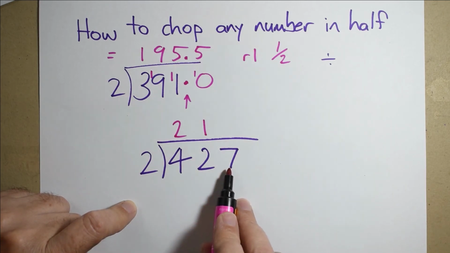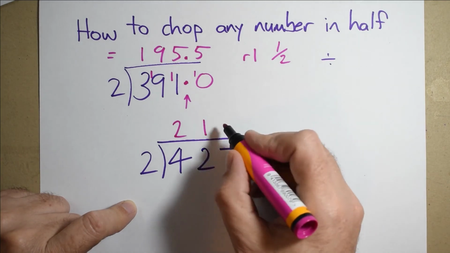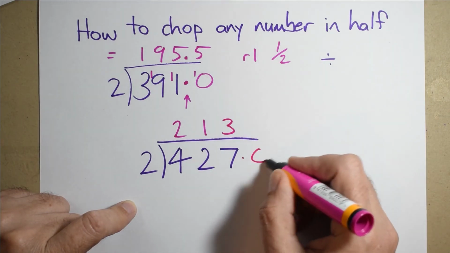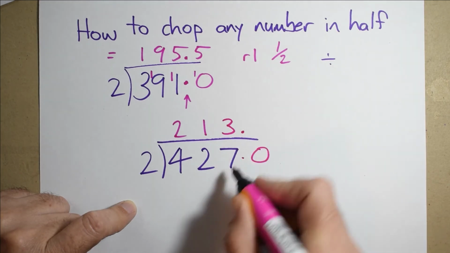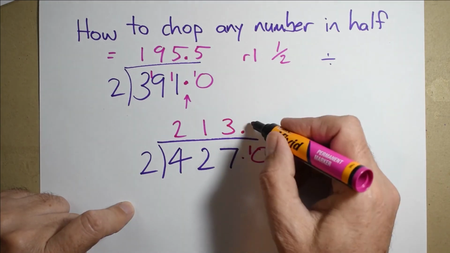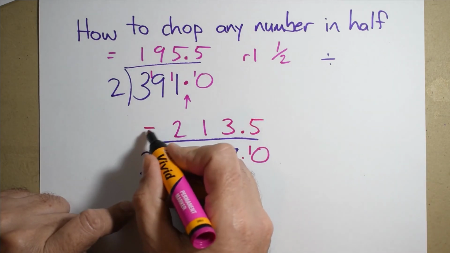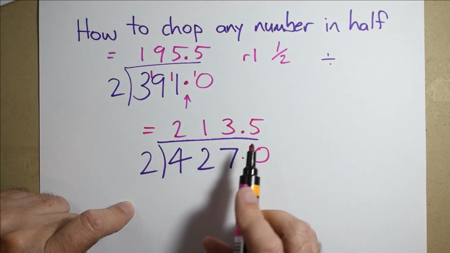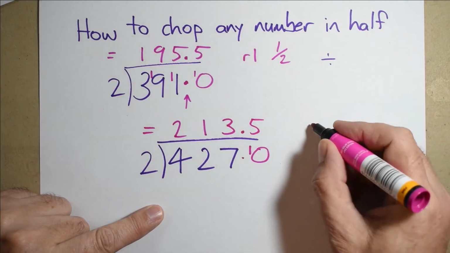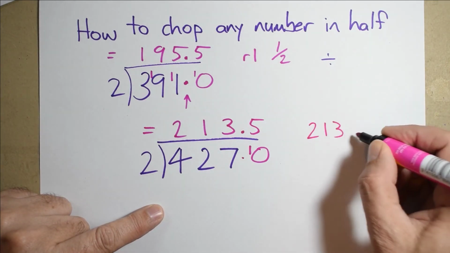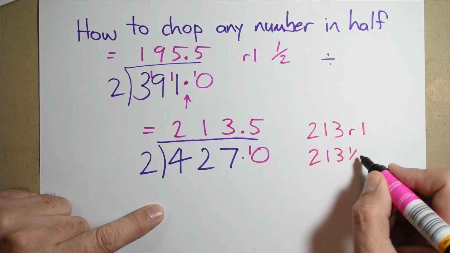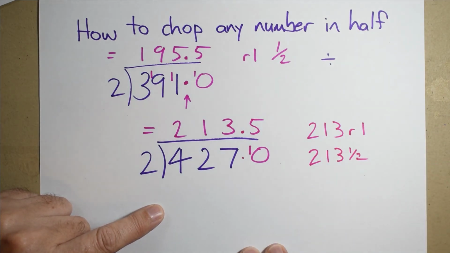How many times does 2 fit into 7? Closest even number under 7 is 6, which means it fits in 3 times. I do have a little bit left over. I've got 1 left over. I could say, well, 2 fits into 10 5 times. So my answer would be 213.5. Could also write that as 213 with a remainder of 1, or 213 and 1/2. All means pretty much the same thing.